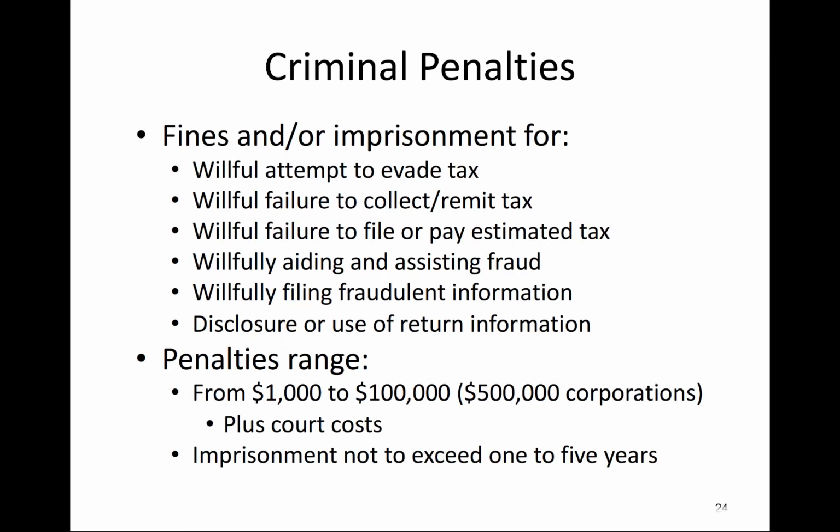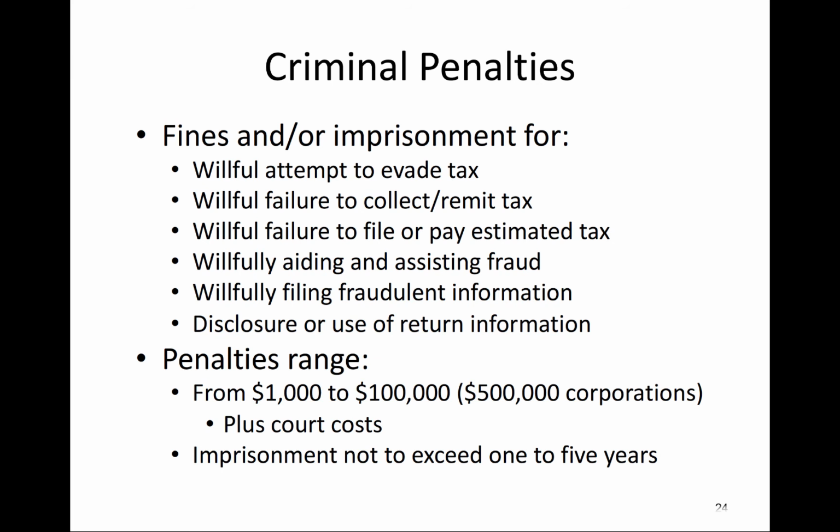So here's the various types of criminal penalties out there. Willful attempt to evade tax, willful failure to collect or remit tax, willful failure to file or pay estimated tax, willfully aiding and assisting fraud, willfully filing fraudulent information, disclosure or usage of return information. You can see some of the penalties. They range from $1,000 to $100,000, and then imprisonment of 1 to 5 years. That's pretty substantial. The IRS doesn't play around. Government doesn't play around. These are big things.